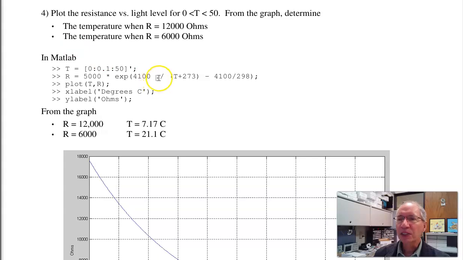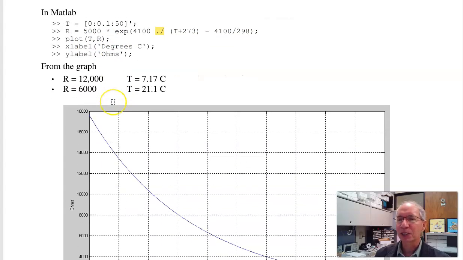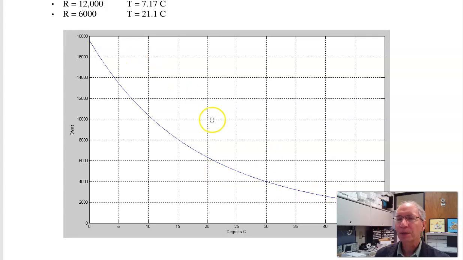Now here I'm using the dot notation. If I take out the dot, Matlab is going to try to do a matrix inverse. The dot tells Matlab, don't do that. Treat these as 500 separate numbers. Do each calculation separately, which is what I want. Do the calculations at 0, 0.1, 0.2, 0.3. Grind out all 500 calculations and throw them in a matrix. When I'm done, I can plot temperature versus resistance, label the x-axis, label the y-axis, and here's what you get.